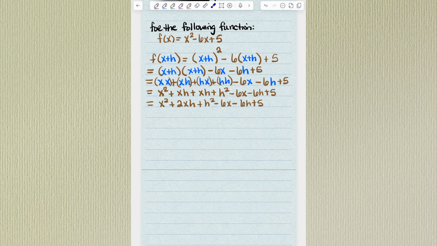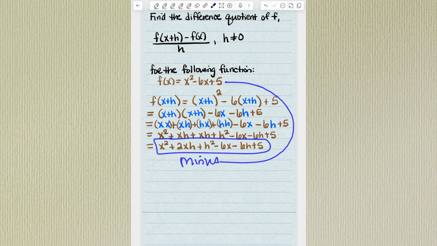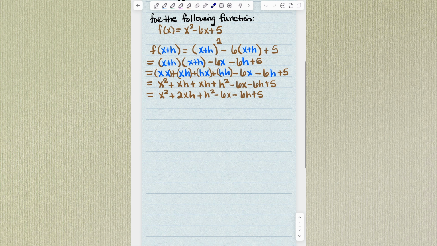Now, go back to the difference quotient. Now we have to subtract f of x and then divide by h. So essentially, we're doing f of x plus h minus f of x. So we're going to take this whole thing and minus this whole thing. Okay, so let me show you what that looks like.